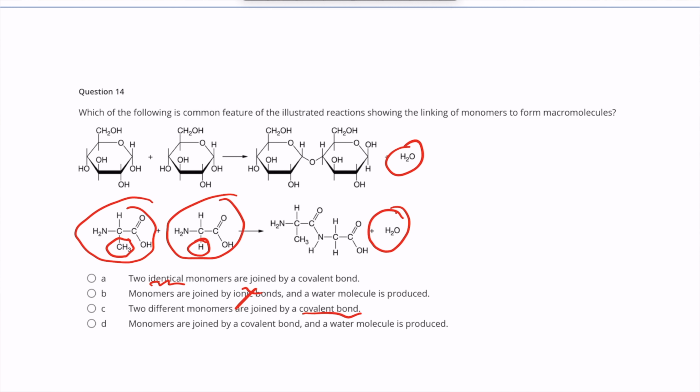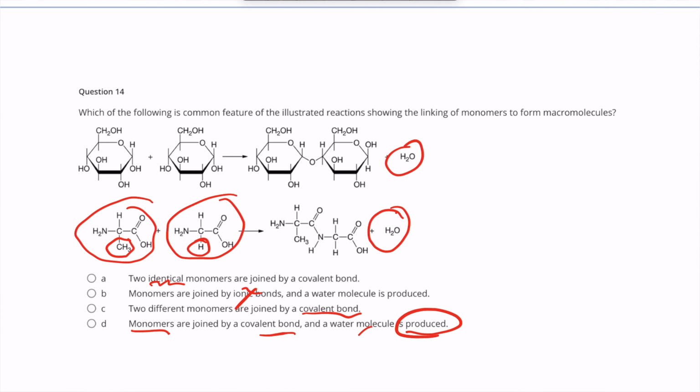That does explain it. It is two different monomers and it is joined by a covalent bond. So I would pick that, but let's go on and read D. Monomers are joined by a covalent bond and water molecule is produced. Ooh, this one really hits it. It's talking about monomers are joined by a covalent bond, which is also what C talks about. But now it's also describing the dehydration synthesis reaction.